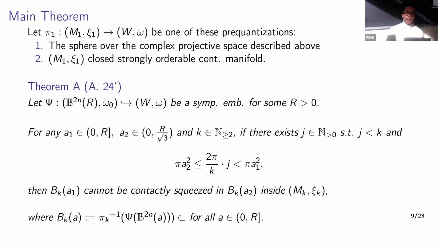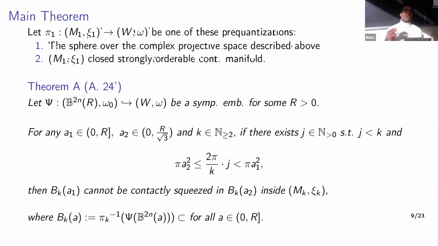Okay, so some remarks about this theorem. First, it is not empty, in the sense that if I start with any symplectic embedding of a ball of radius big R, then for k big enough, 2 pi over k will be very small with respect to R. So I will be able to find A2 and A1 such that pi A2 square and pi A1 square are separated by a multiple of 2 pi over k. And so I will be able to detect some non-squeezing.